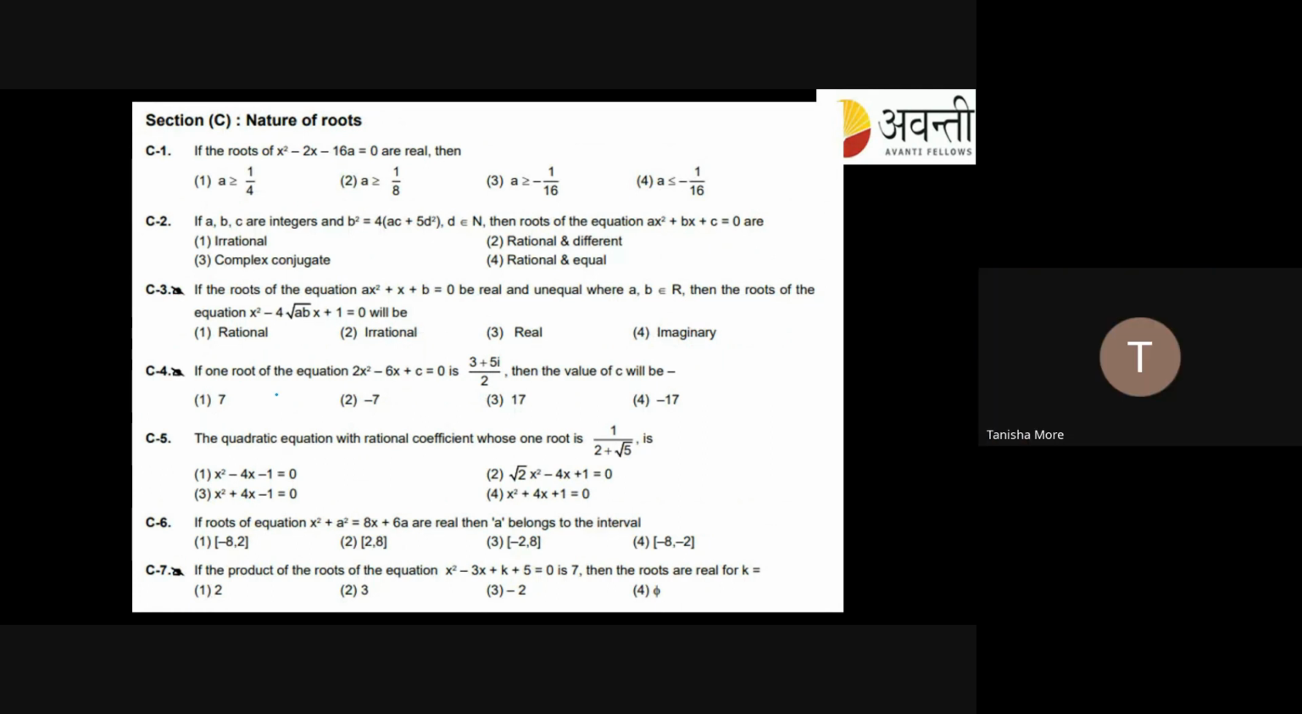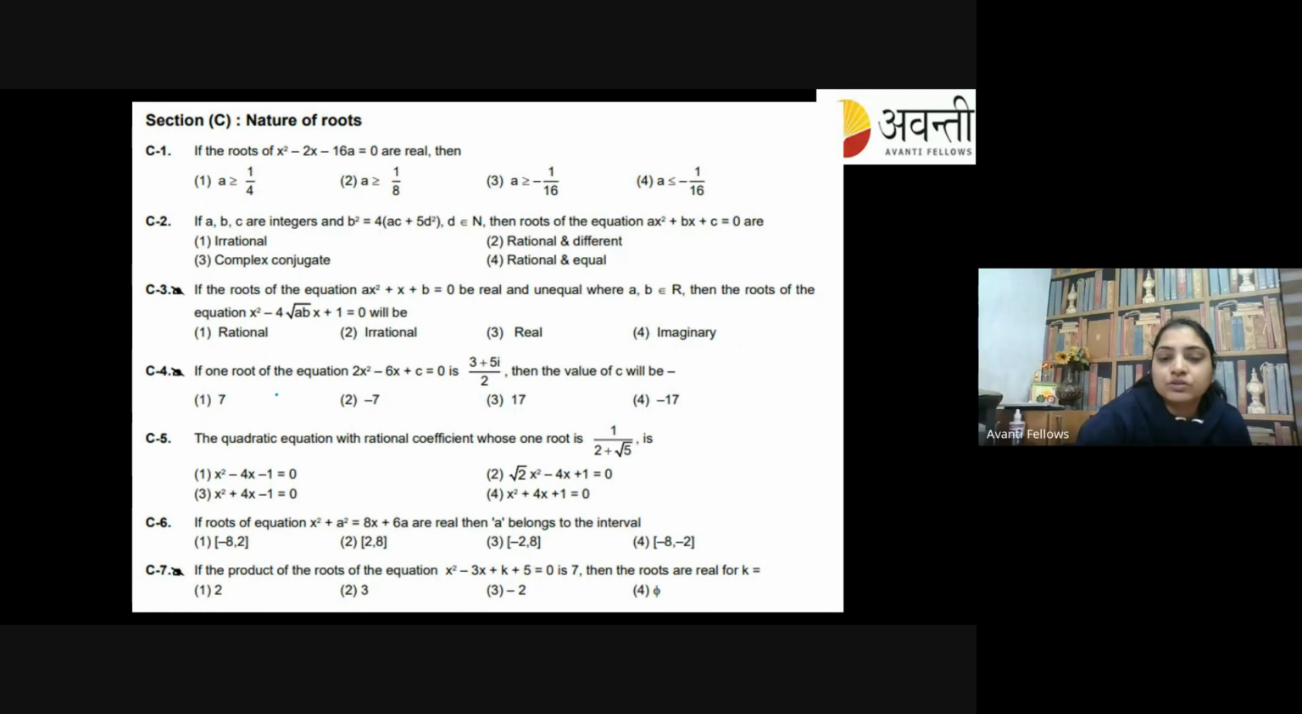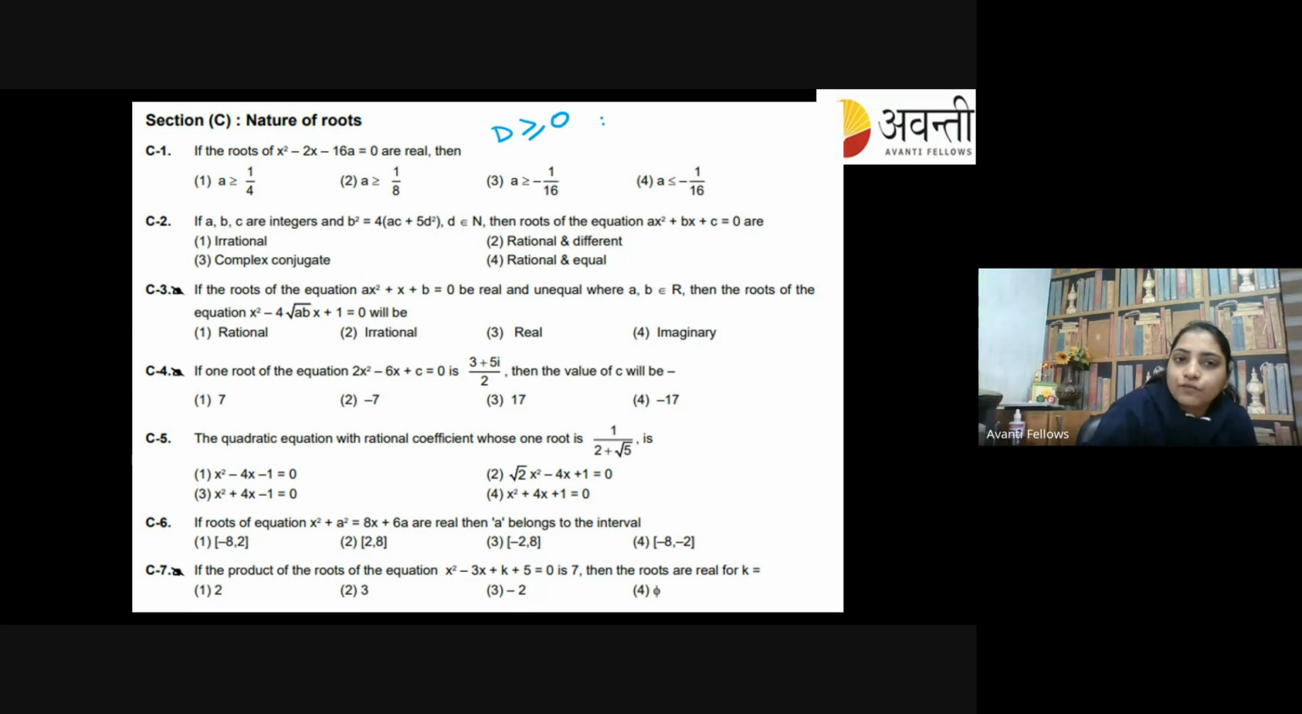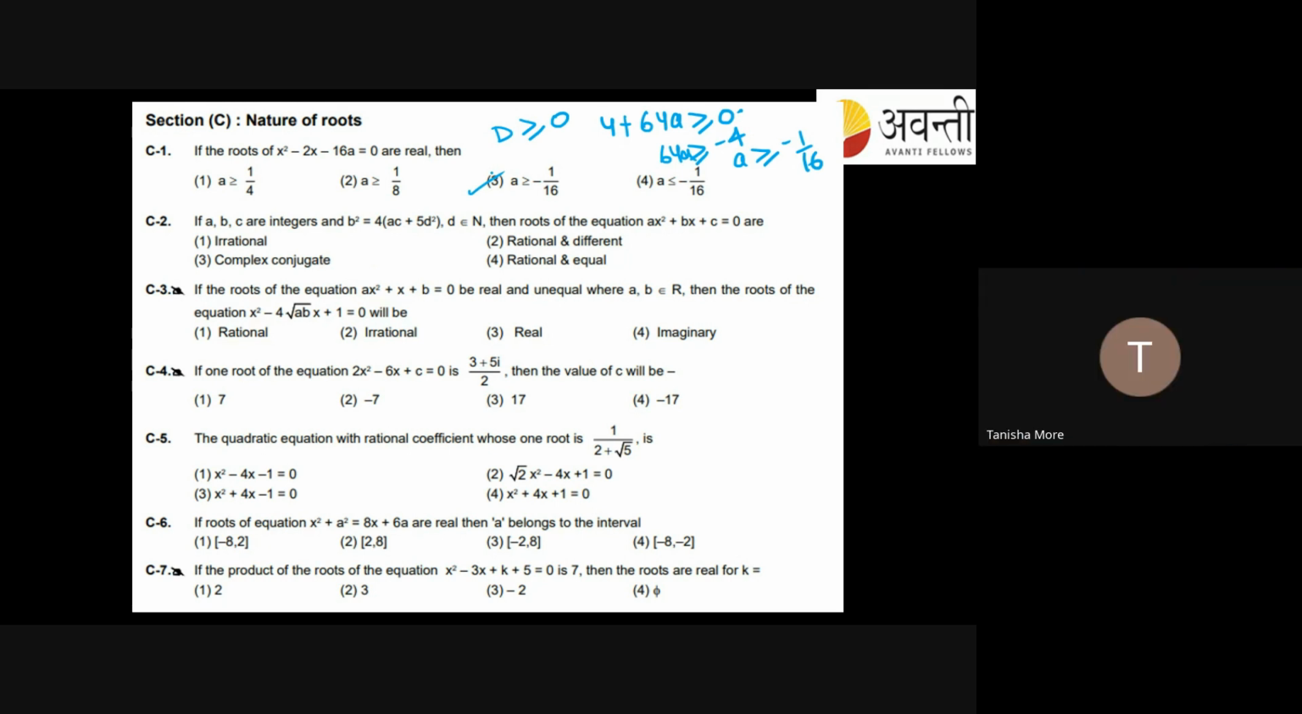First problem: if the roots are real, it means D is greater than or equal to 0. So b square minus 4ac, which gives plus 64a, is greater than or equal to 0. So 64a is greater than or equal to minus 4. So a must be greater than or equal to minus 1 upon 16. So option 3 is correct. Okay, any other?